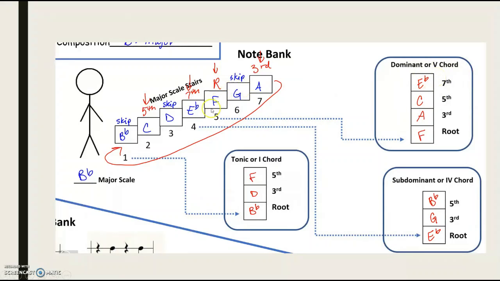So the reason why we're going up to a seventh and not stopping on the fifth is because often the harmonies will have a 5-7 chord. So there's 4 note options versus 3.